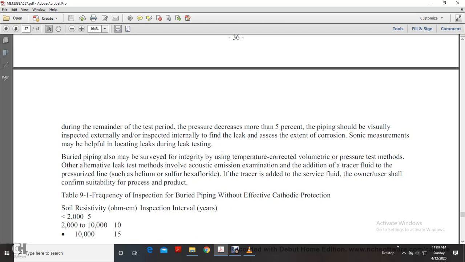Buried pipe may also be surveyed for integrity using a temporary corrective volumetric pressure test method. Other leak test methods involve acoustic examination, addition of tracer fluid to pressurized lines such as helium or sulfur hexafluoride, and tracer added to surface fluid. The owner shall use a suitable process product.